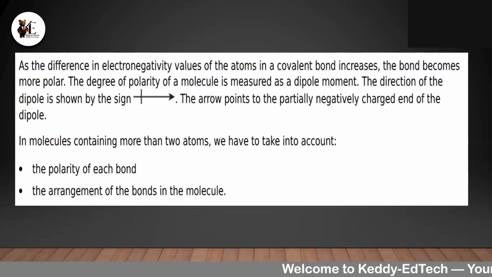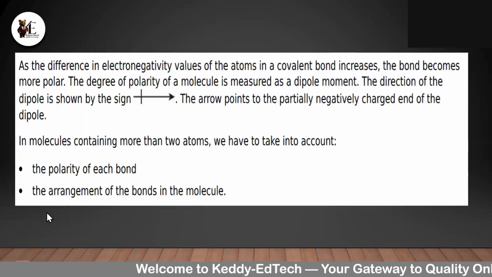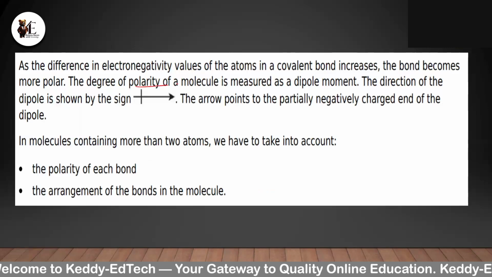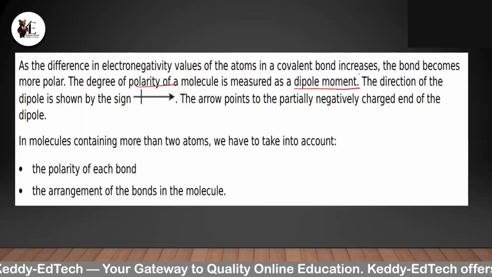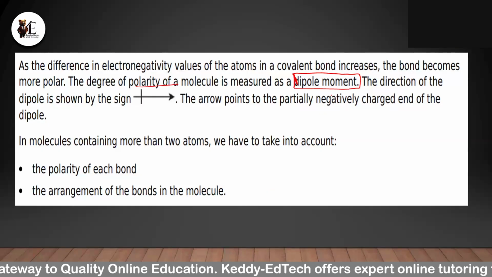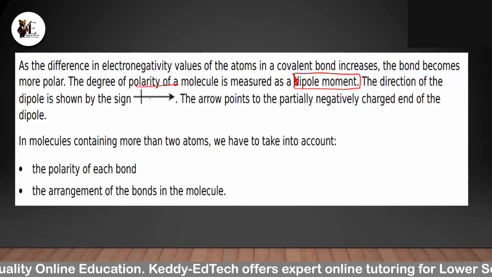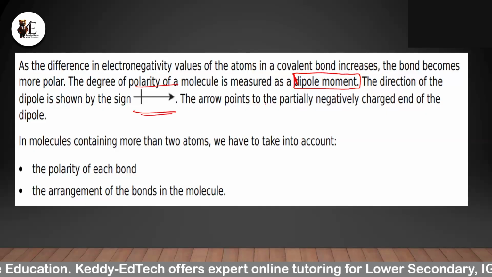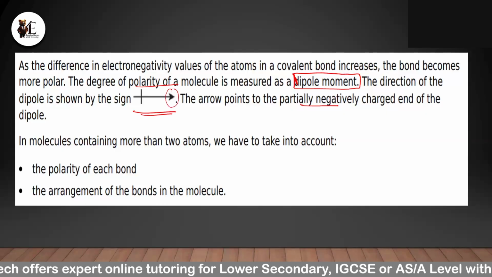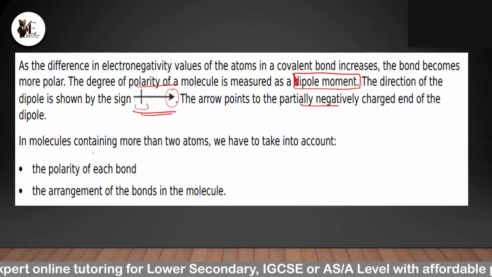As the difference in electronegativity values of the atoms in the covalent bond increases, the bond becomes more and more polar. The degree of polarity is measured as a dipole moment. Dipole moment measures the degree of polarity of a molecule. It is shown by this sign. This arrow points to the partially negative charge. This is the partially negatively charged end of the dipole, and this is partially positive.